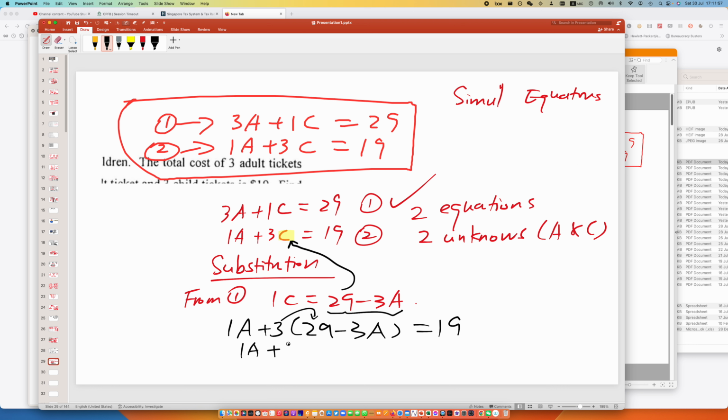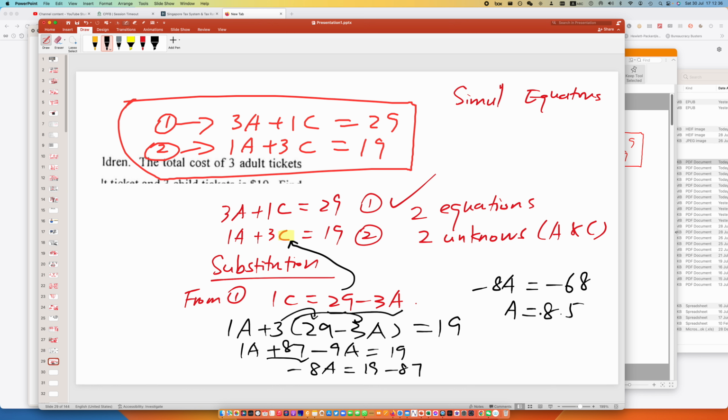Now you continue. You times, you get 87. Then you times in, you get minus 9a. So you just solve algebraically. So this is minus 8a. Then you bring the 87 over, becomes minus 87. So minus 8a equals negative 68. So your a is equal to 68 divided by 8, so basically your a is 8.5.